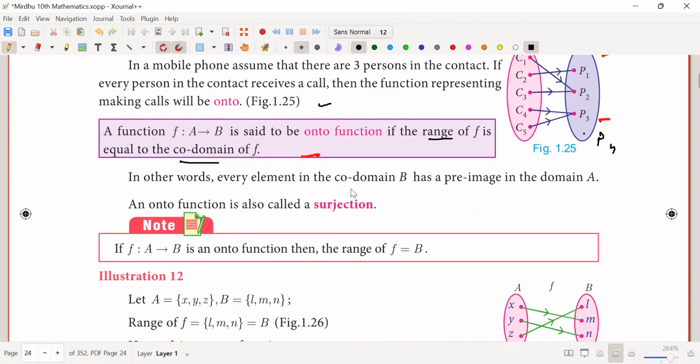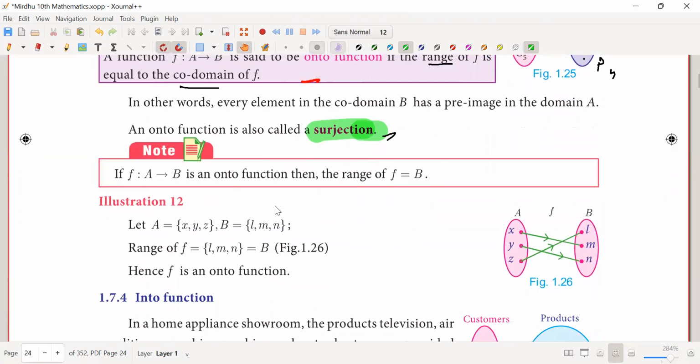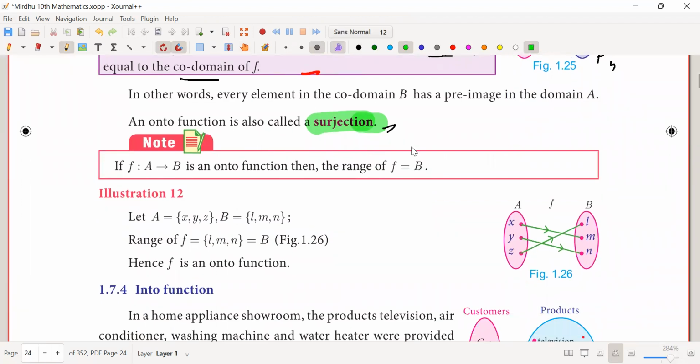In other words, every element in the codomain B has a pre-image in the domain A. And an onto function is called a surjection. Surjection. Okay? Very important. You'll be getting these kinds of questions for 1 mark. Onto function is also known as surjection. That is, for an onto function, codomain equals range. Range of the function equals codomain.